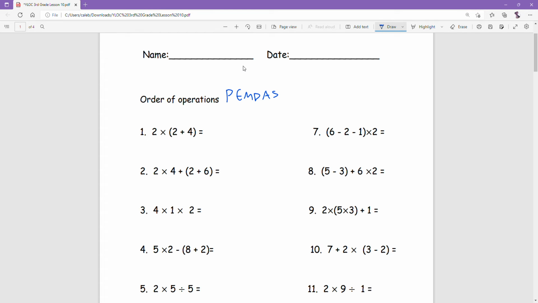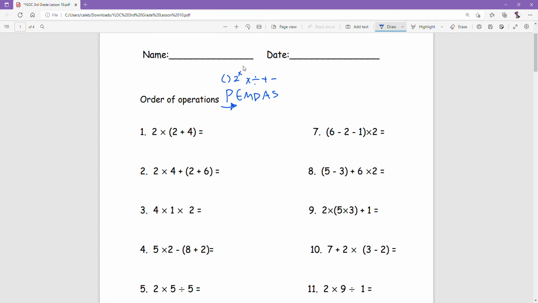where P stands for parentheses, E stands for exponent, M stands for multiplication, D stands for division, A stands for addition, and S stands for subtraction. So this is the order from left to right we're going to do first.